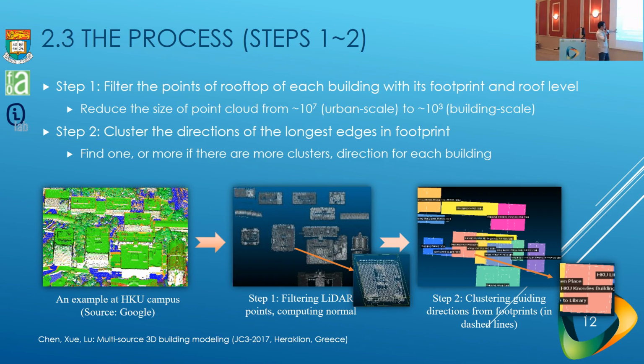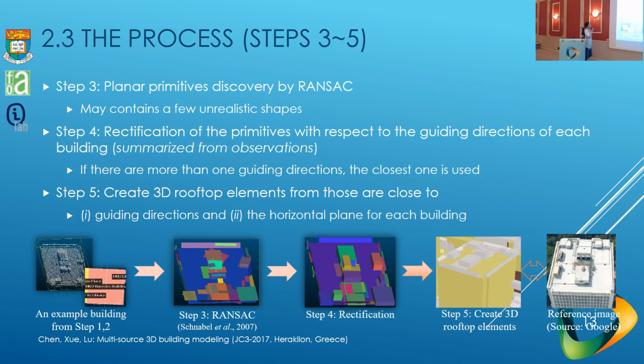The first, this is an example for demonstration. We have a small area of open view, and we filter all the roof points according to the map. And then we cluster the guiding directions of each building, 1 or 2, or 3 or 4, from the footprints to get the guiding directions. And then we use RANSAC to get the planar primitives from the filtered point cloud. So this is the result of RANSAC.